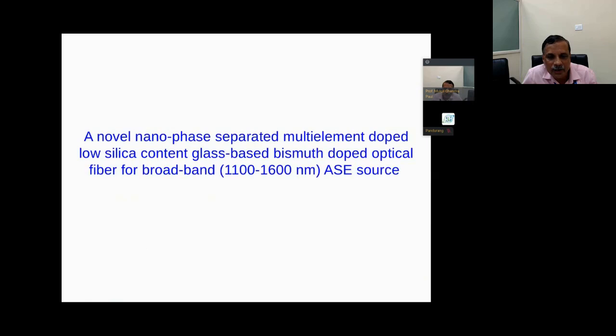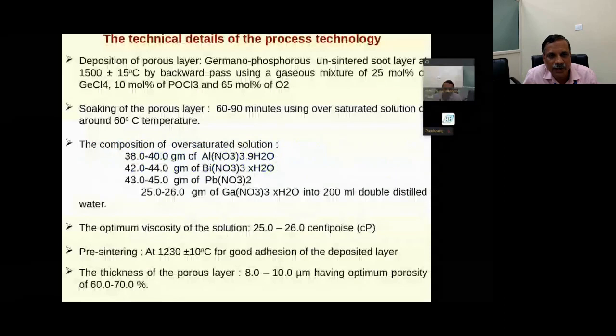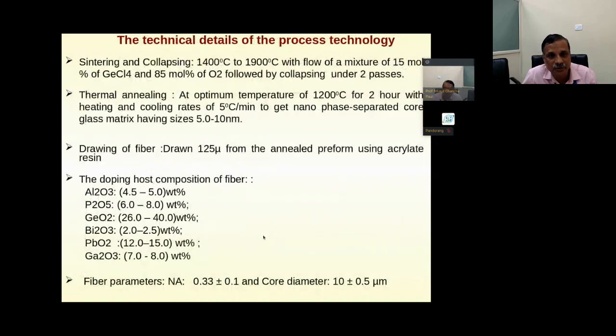Let's come to another kind of fiber we have developed. This is a bismuth multi-element nanophase separated fiber, which can be used as a broadband ASE source from 1100 to 1600. The best technique is that here we deposit a phosphorus germanium doped layer, and we incorporate aluminum, bismuth, lead, gallium. These are high molecular weight elements, and we have maintained the viscosity at 25 to 26 centipoise, and we deposit this layer with 60 to 70% porosity.